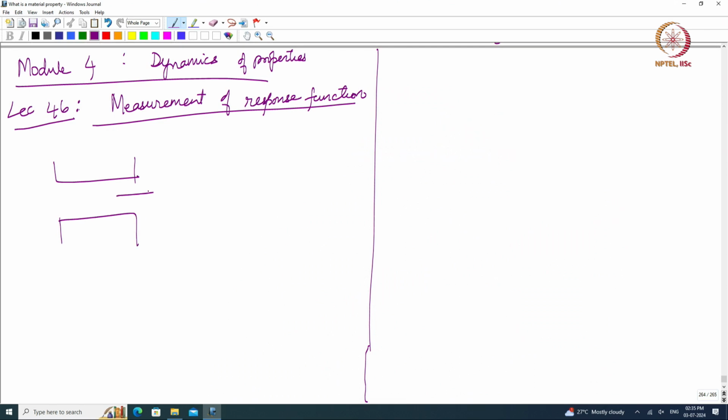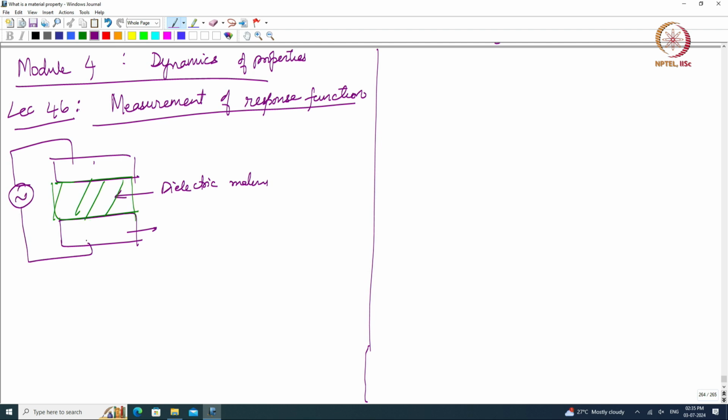then polarization also oscillates, right. So let's take the simple example of a dielectric material. The dielectric material is in green, and this dielectric material is surrounded by two electrodes, right. So this is electrode 1, this is electrode 2, and to this electrode I apply an AC voltage, right. So now some sort of a polarization is created inside these dielectric materials, right.